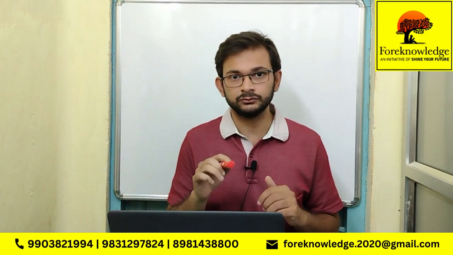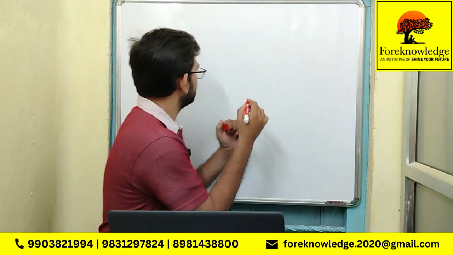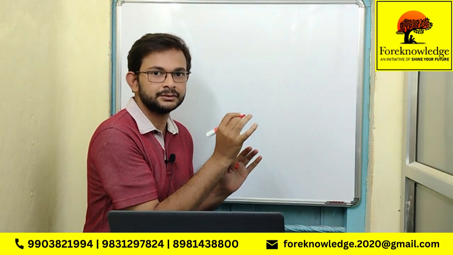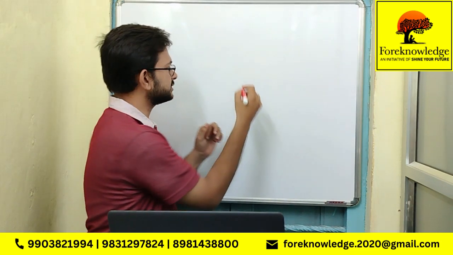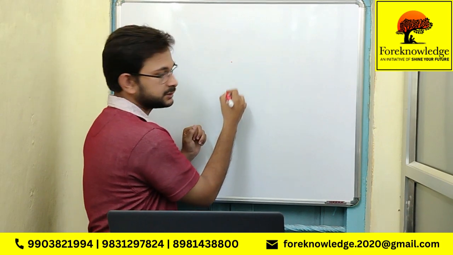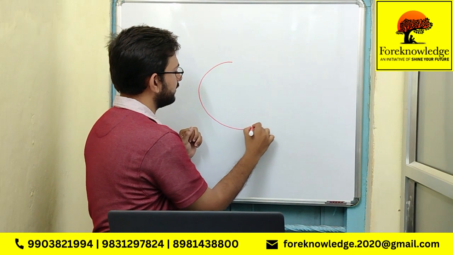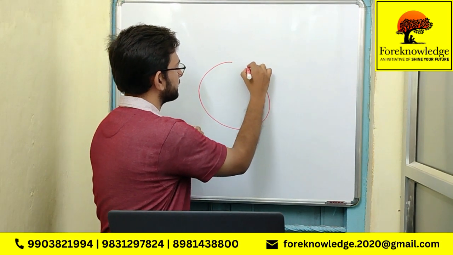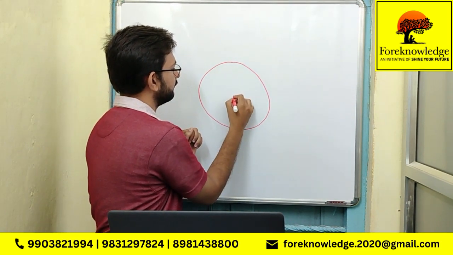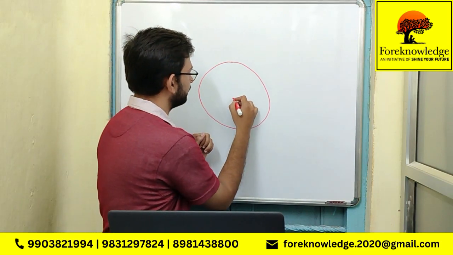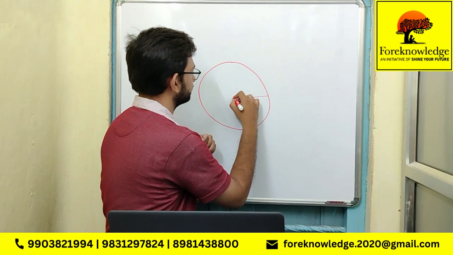Okay, so let's elaborate this. A circle is nothing but a curve which is traced by a point which is moving on a plane and maintaining a fixed distance or a constant distance from a fixed point.